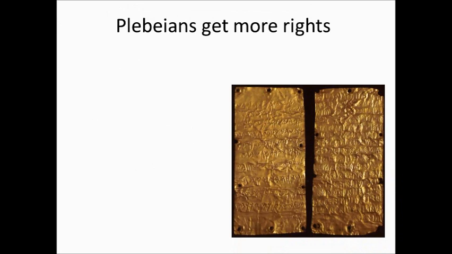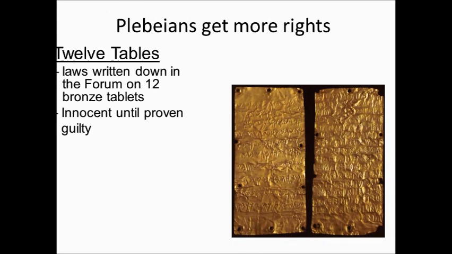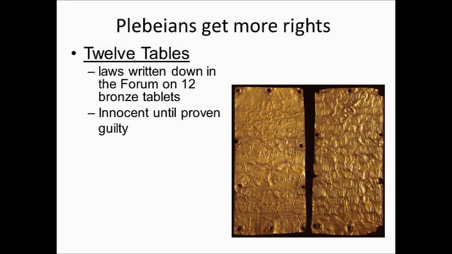Okay, so the plebeians do eventually get even more rights. The 12 Tables is a law code that the patricians and plebeians will work together in forming. The laws of Rome will be written down and put on 12 bronze tablets. Now we'll get a lot of our legal ideas from this document, including the idea of innocent till proven guilty.